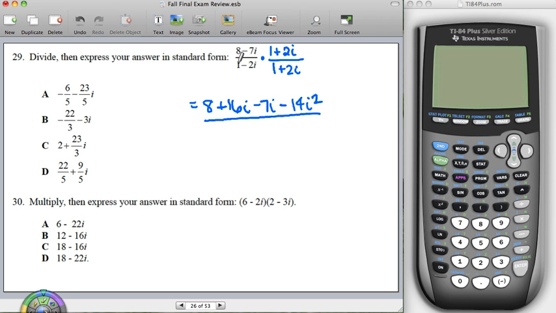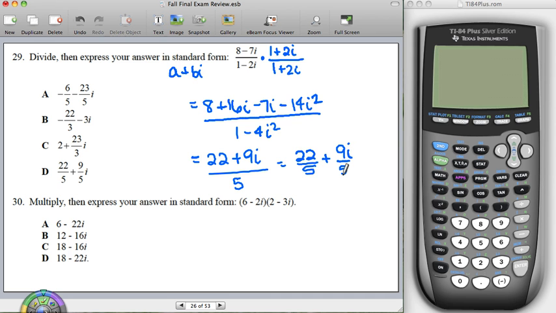Over, this is going to end up being 1 minus 4i squared since my middle terms are going to cancel. So in my numerator, this i squared is -1, so I have 8 plus 14, which is going to be 22, plus 9i over 1 plus 4, which is going to be 5. And they want it in the standard form, a plus bi, so it's just being separated. So that's 22/5 plus 9i over 5. So my correct solution for 29 is going to be D.